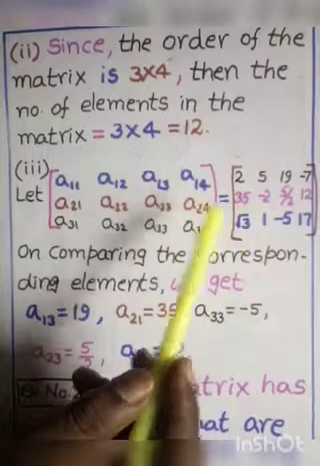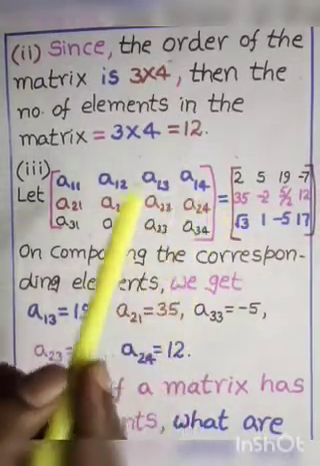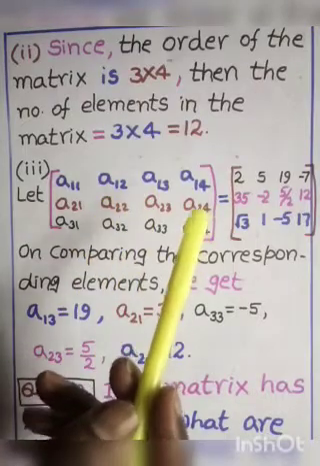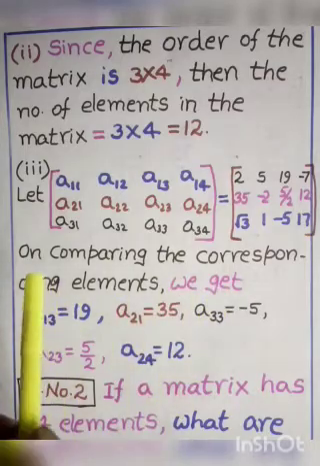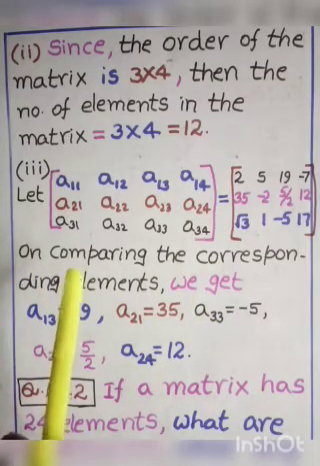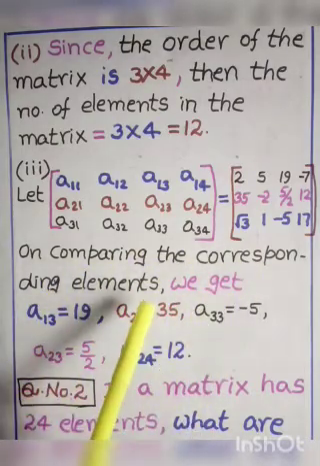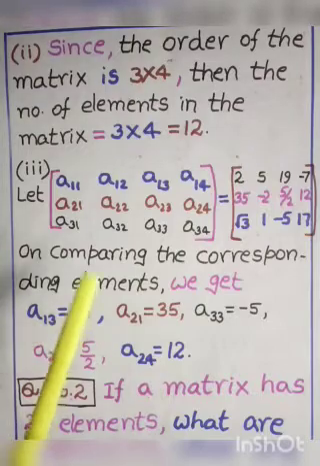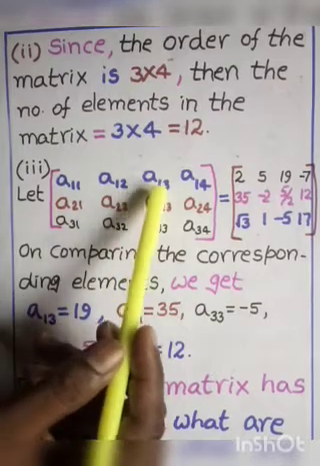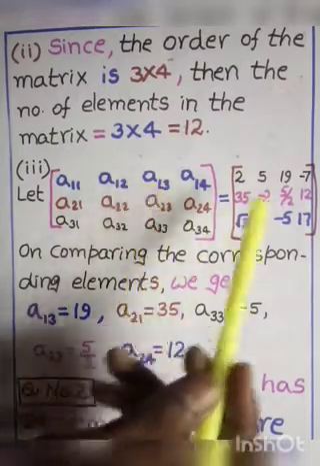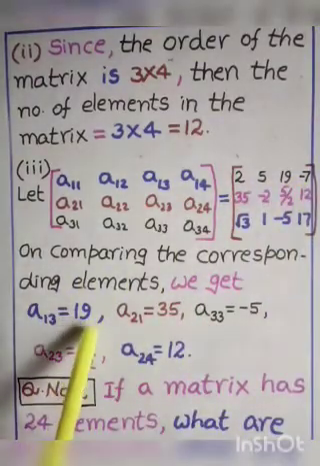We are equating the given matrix with this matrix. If the two matrices are equal, you know well, what should be equal? The corresponding elements are also equal, based on the definition of equality of matrices. Okay, on comparing the corresponding elements, we get A13. What is A13 here? See, where is A13 here? A13, first row, third element. So here also first row, third element. What is that one? 19. So A13 is equal to 19.